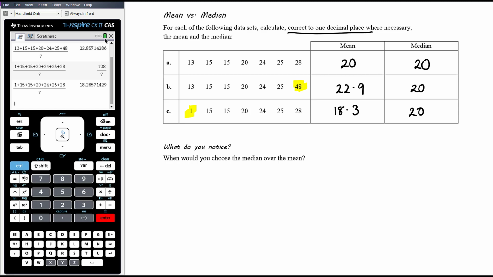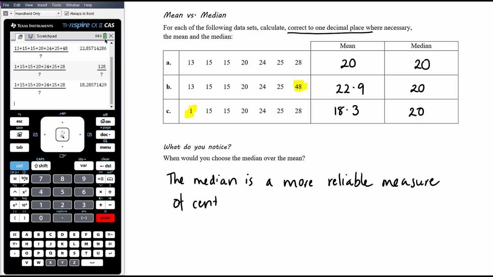So when would you choose to use the median over the mean? We would use the median, so I'm going to say the median is a more reliable measure of centre when the data set contains outliers.